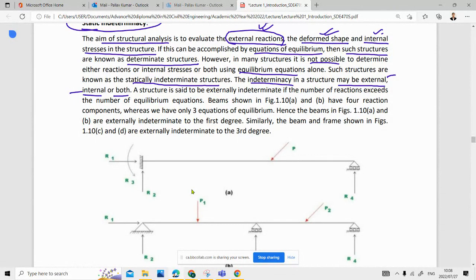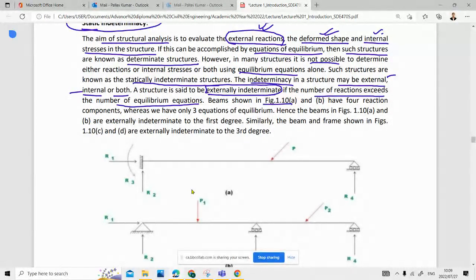And you can call that structure externally indeterminate if the number of reactions exceeds the number of equilibrium equations. So if you want to define something which we call externally indeterminate, we need to use only the equations of equilibrium and the reactions to define them. So they have taken one example.